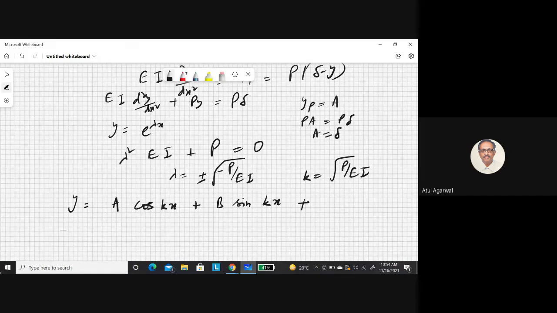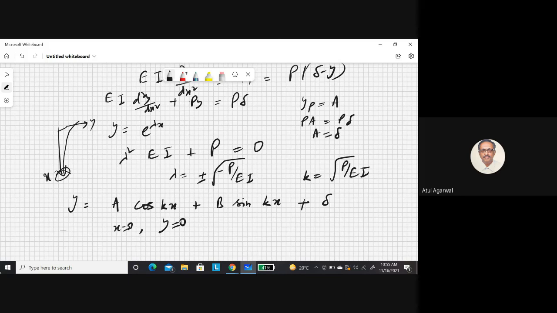So you get plus delta. Okay. Now what are our boundary conditions? X is equal to 0, Y is equal to 0. We have taken our coordinate system X, Y, and this is the way our column was deflecting. So at this position, our Y was 0. So what do you get?